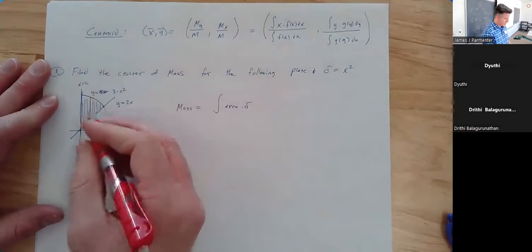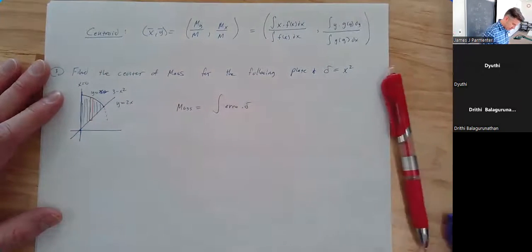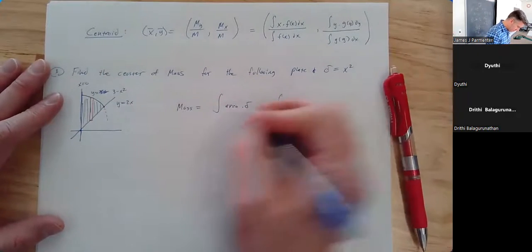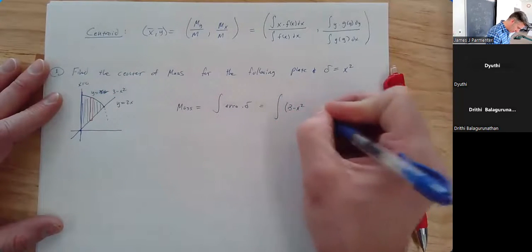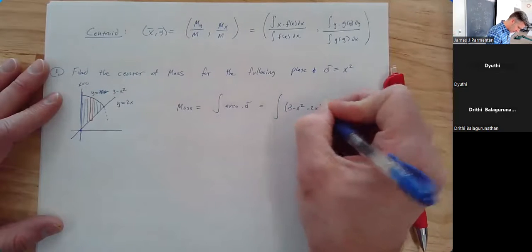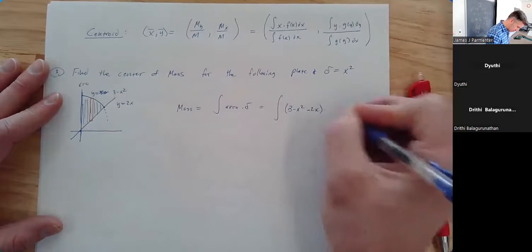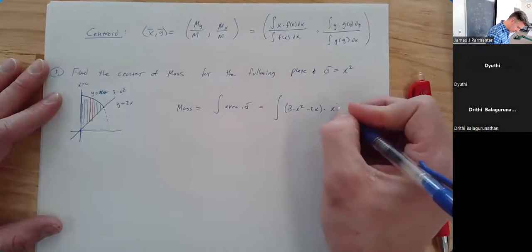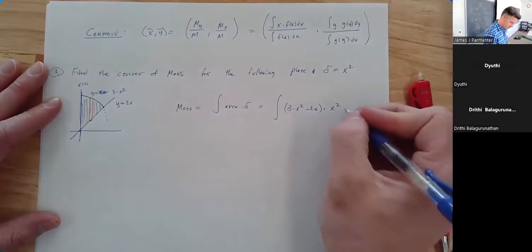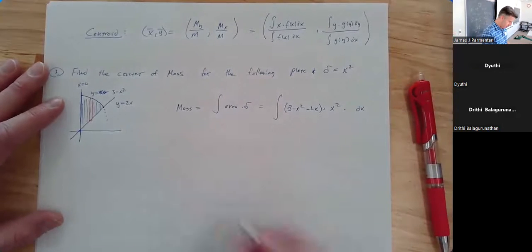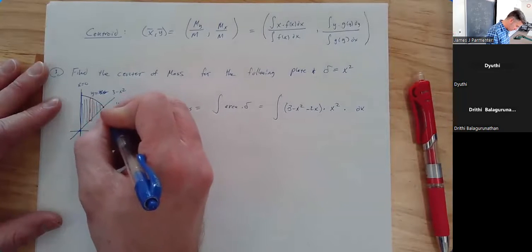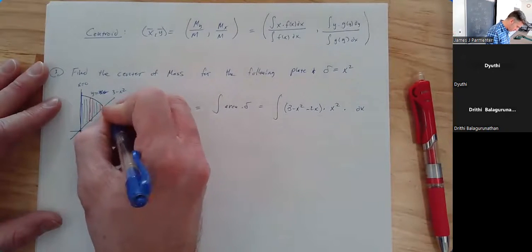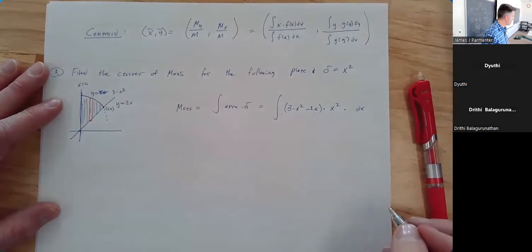The area of that strip is height times width. So I'm really just going to get my area being 3 minus x squared minus 2x, all times my dx, and then also times my density, which is x squared, from x equals 0 to probably x equals 1. Yeah, that's the point (1, 2). Right, that's x equals 1.